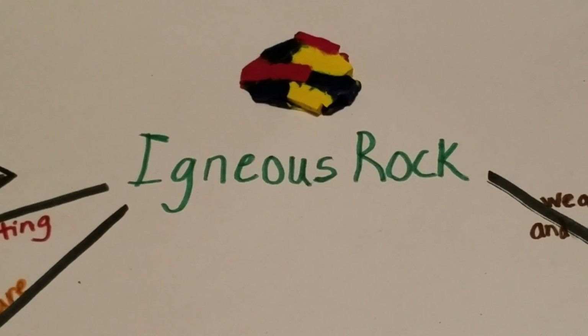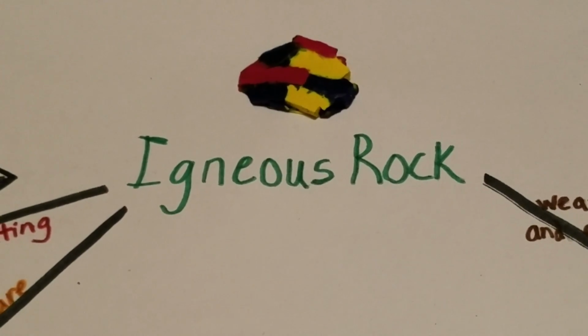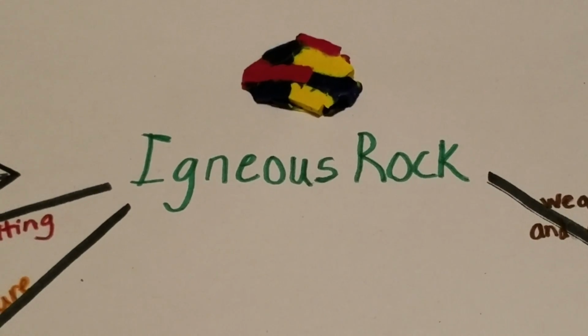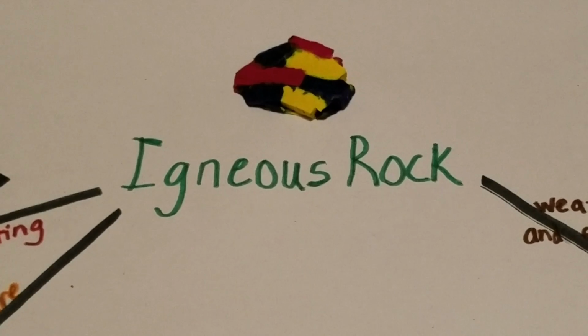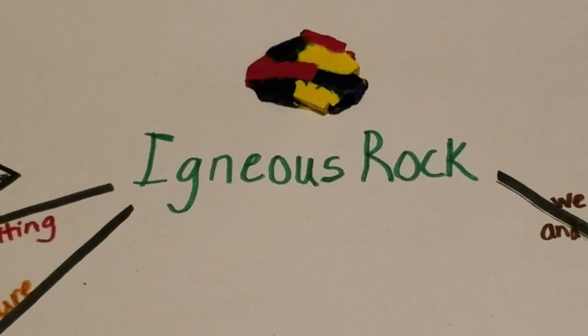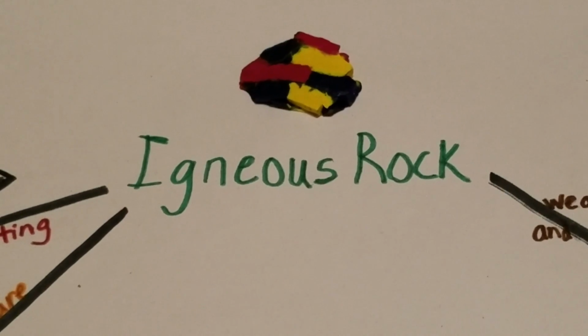Extrusive igneous rocks erupt onto the surface where they cool quickly to form small crystals. Some cool so quickly that they form an amorphous glass. Examples of extrusive rocks include andesite, basalt, obsidian, pumice, rhyolite, scoria, and tuff.